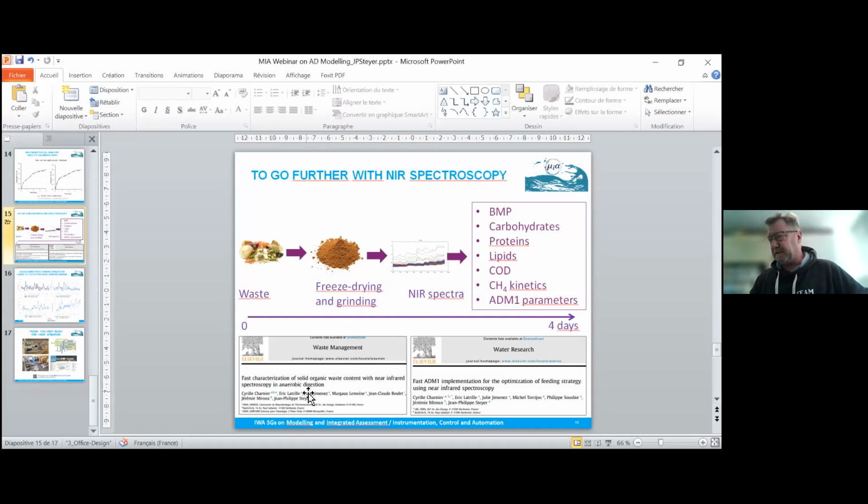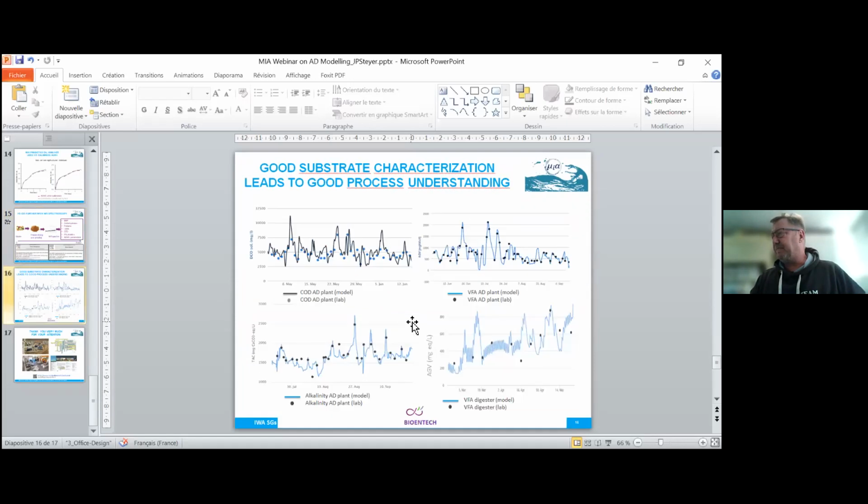If you're interested, this work was part of the PhD of Cyril Charnier, and you have 2 papers describing all this methodology. I will just finish by saying that while it works, a company called BioIntech has been created, and they now have a few years of experience applying it at full scale. You can see here that if you have a good characterization of the waste, you can have a very nice follow-up of the dynamics of the process. This is full scale, and they have applied it for about 50 plants now.